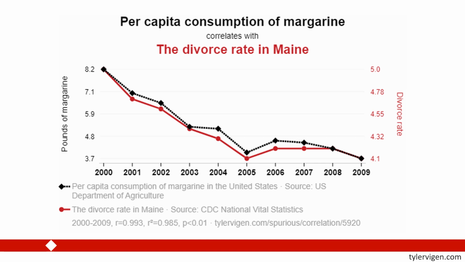So if the economy is doing well, people are eating less margarine, they're less stressed, so they're less likely to get divorced. When the economy is doing poorly, people eat more margarine, they're more stressed, and they're more likely to get divorced. That's one possibility.